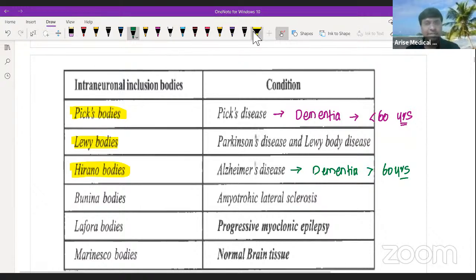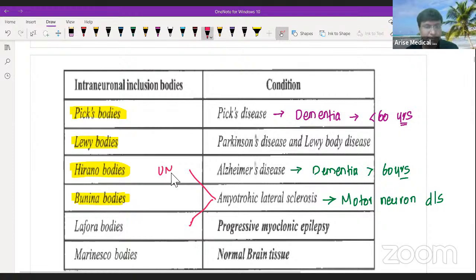Then, followed by that, you take amyotrophic lateral sclerosis. What is amyotrophic lateral sclerosis? It is a type of motor neuron disease. In this amyotrophic lateral sclerosis, there is involvement of both the upper motor neuron and the lower motor neuron. And the inclusion bodies are the Bunina bodies.